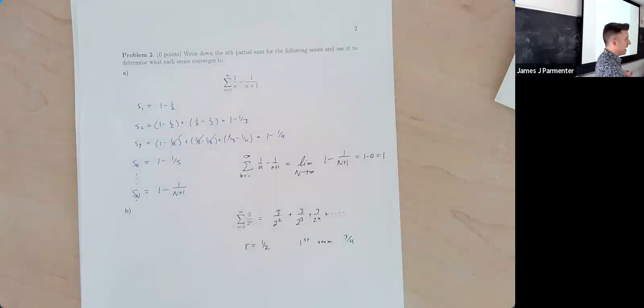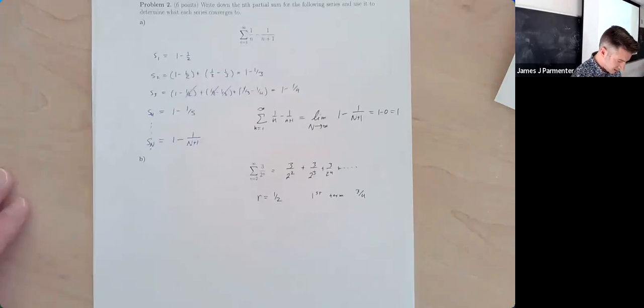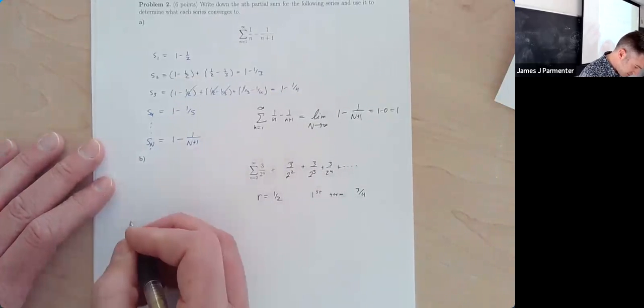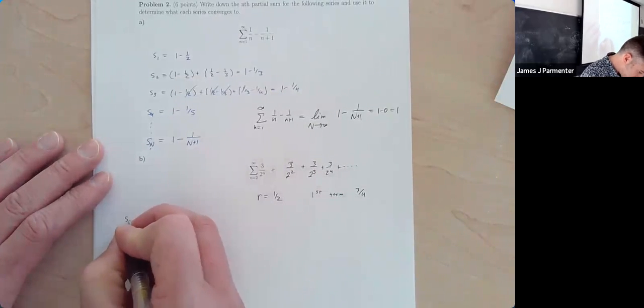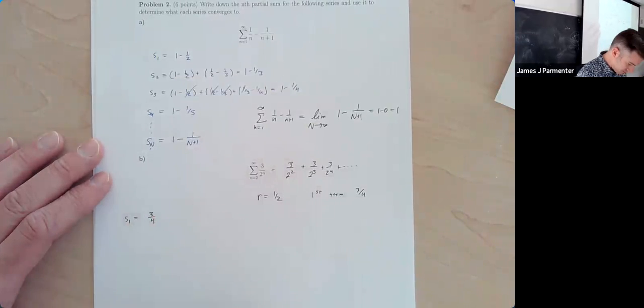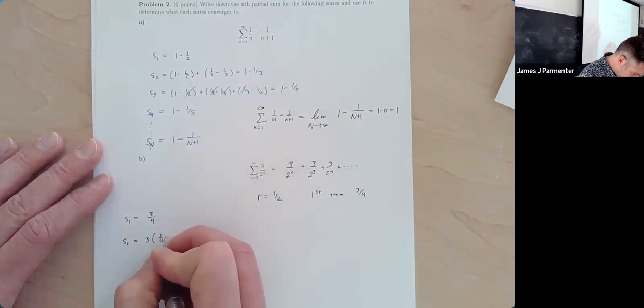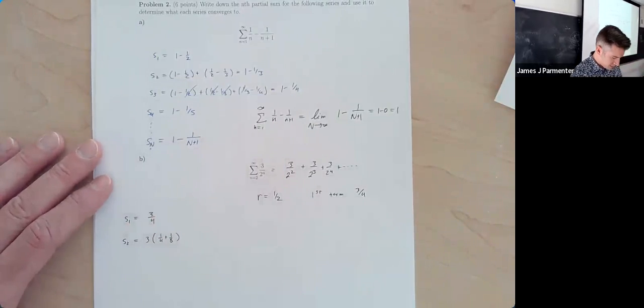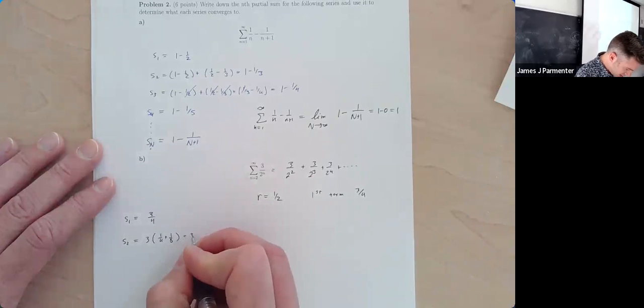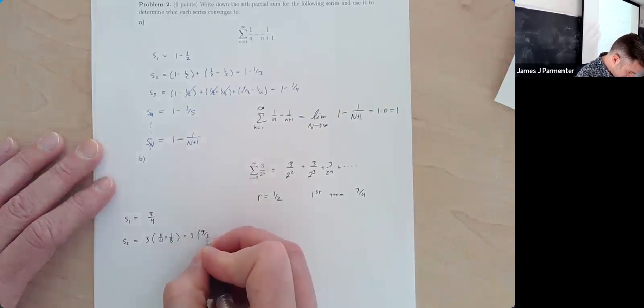I will fully admit I'm not great at writing the nth partial sum for this type of thing. I don't know why. I feel like I'm always off by a factor of the ratio. Let's try and do it anyway. My first partial sum is 3/4. My second partial sum, I really should factor out the 3 and say it's 3 times 1/4 plus 1/8, which is 3 times 3/8.